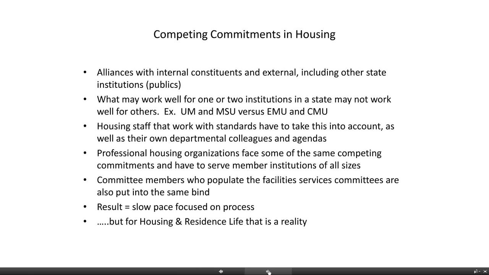Housing staff that work with standards have to take this into account, as well as their own departmental colleagues and agendas. Professional housing organizations face some of the same competing commitments and have to serve member institutions of all sizes. And the committee members who populate the facility services committees on these groups are also put in the same bind. The result: slow-paced, focused on process. But for housing and residence life, that is a reality.